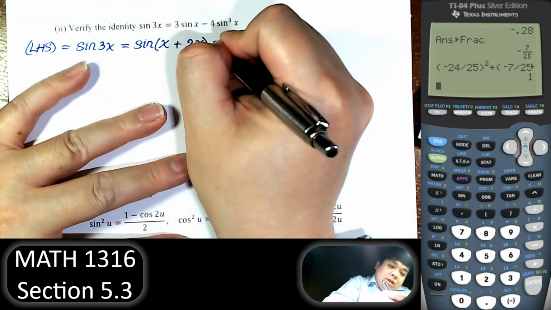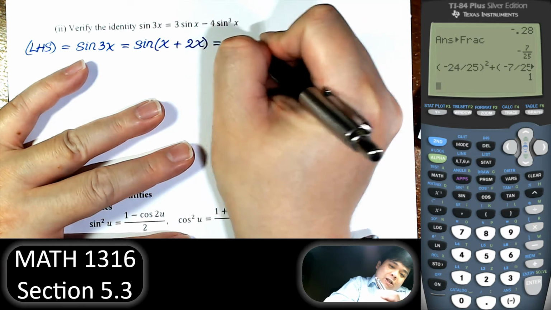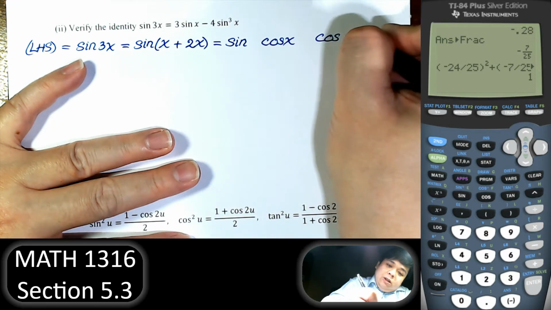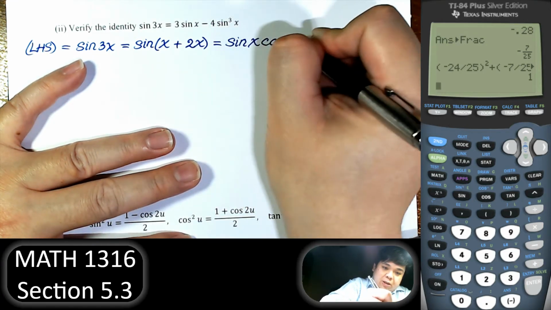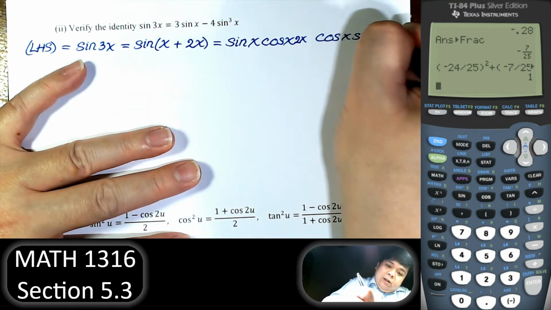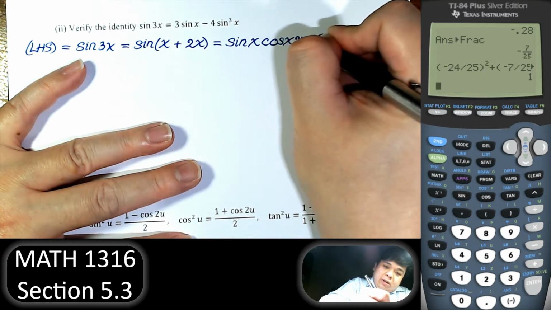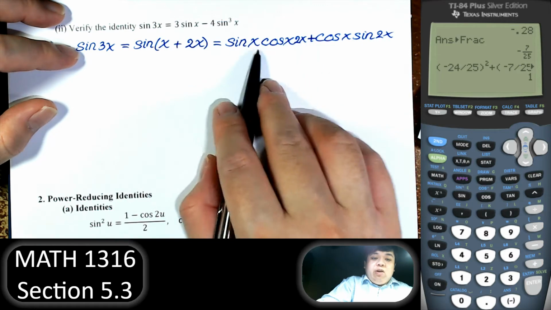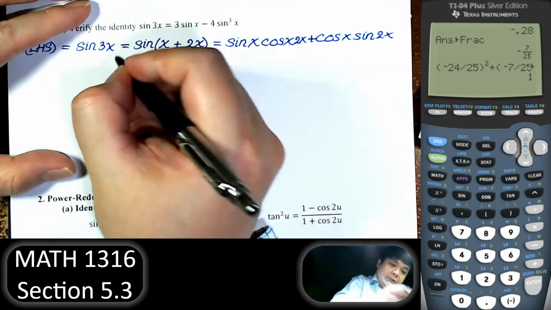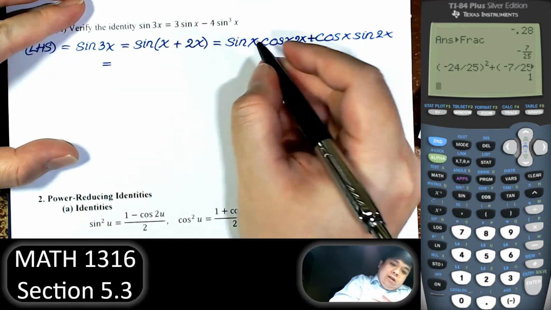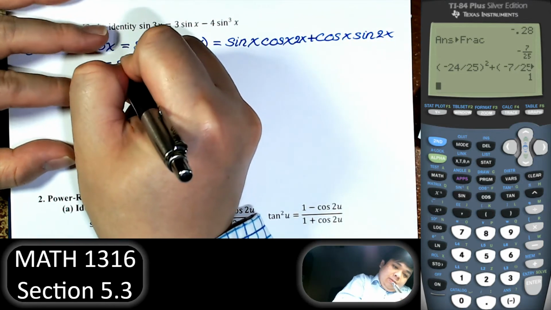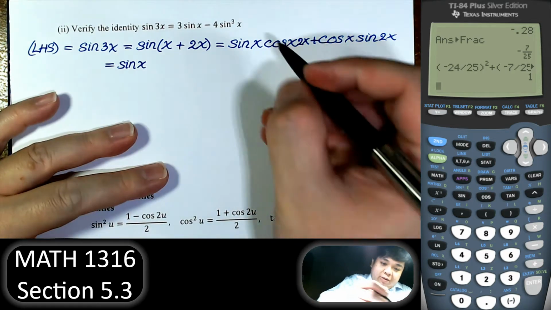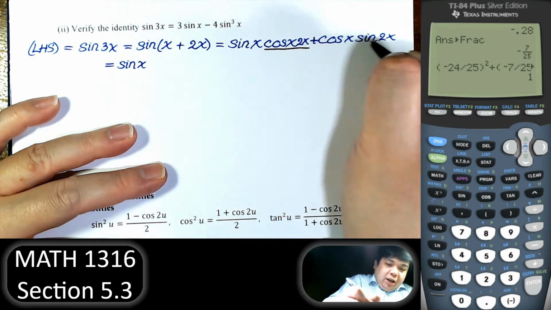Right. Now, sine of a sum: sine, cosine, cosine, and sine. In the middle, we will have the same sign. The products are of different functions, but the signs in the middle are the same. So now, next, of course, we will have the cosine of 2x and then the sine of 2x.